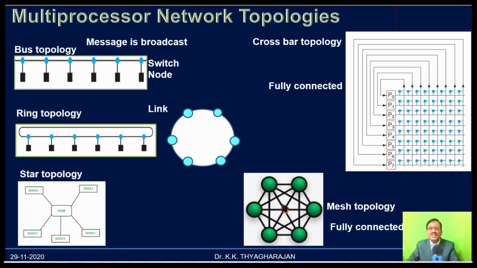You see this one, this is connected to this node, this is connected to this one. So like that, each one is connected with all other nodes. So it is a fully connected network. Similarly, this one is a crossbar topology. Here there are 8 processors. Each processor is connected to all other remaining processors. So this is also a fully connected network.